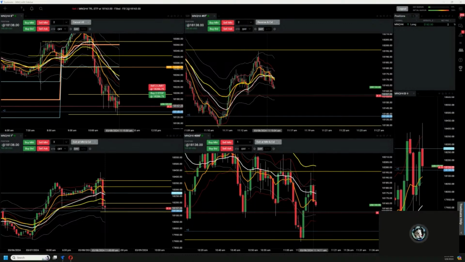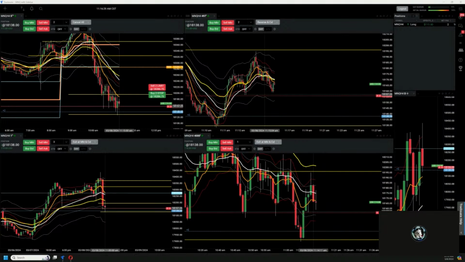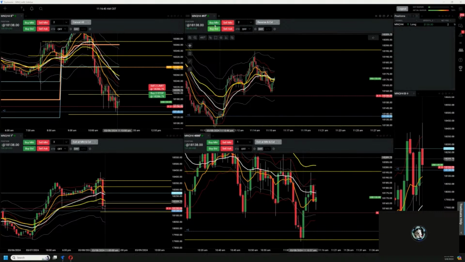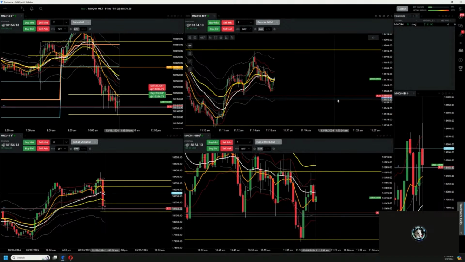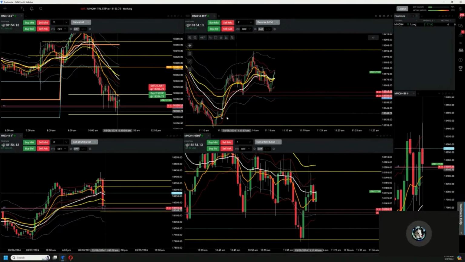Stop fill. I got stopped out. Order filled. Added 2 more, and then I'll put my trailing stops in just because it looked like it was a good pullback area.